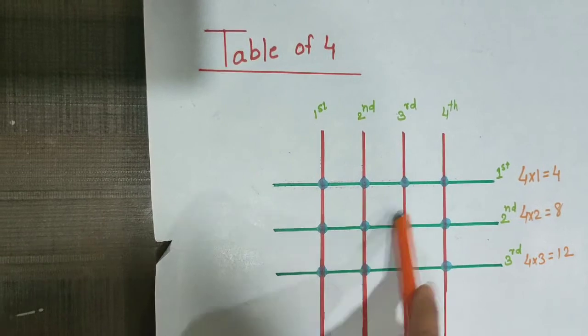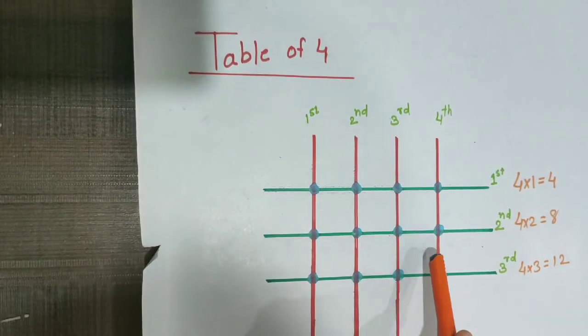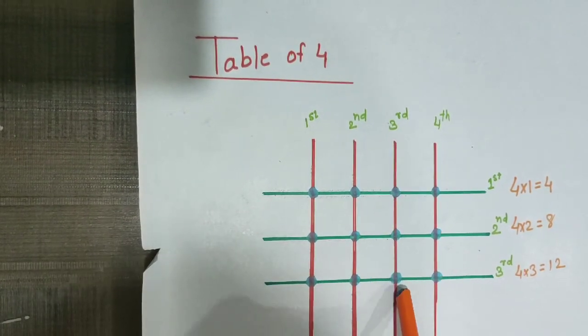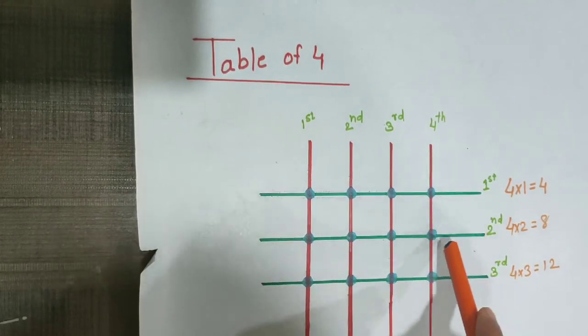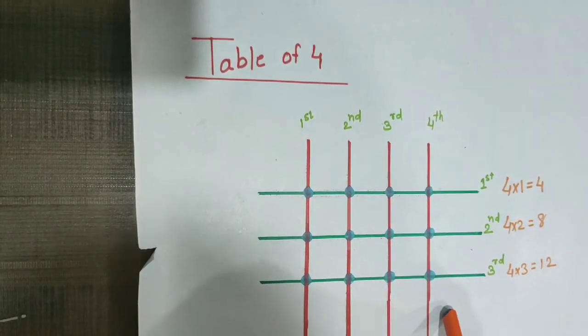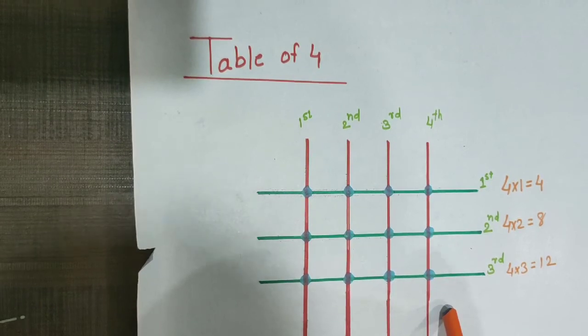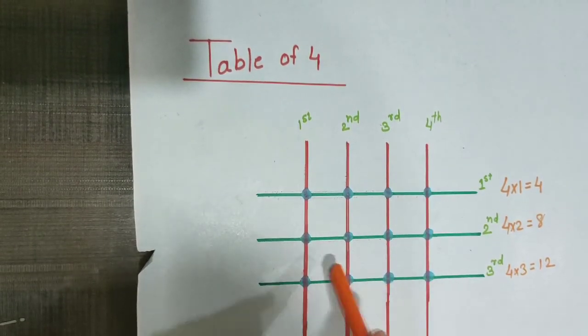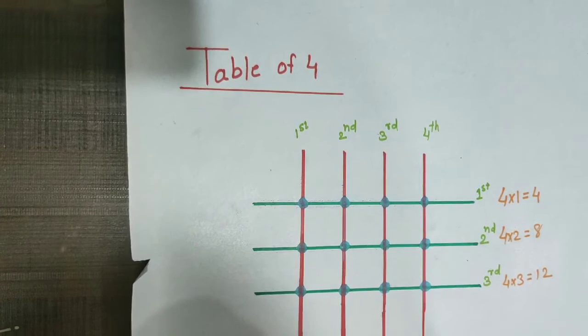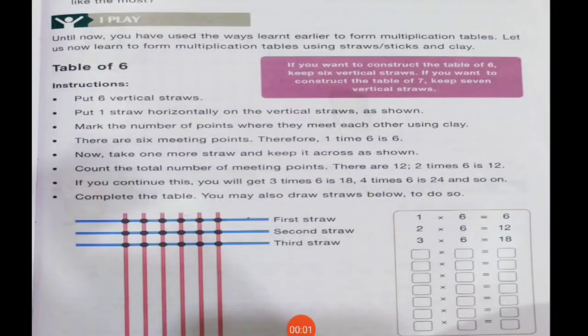Now see, children, I hope you have understood the concept of repeated addition. Here I have also explained how we can do the repeated addition on the lines. Now I have shown you how to create the table. I have created the table of 4.